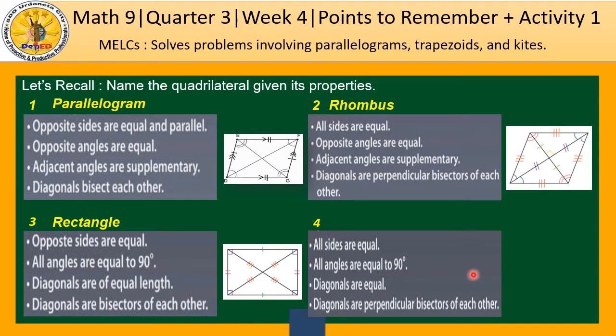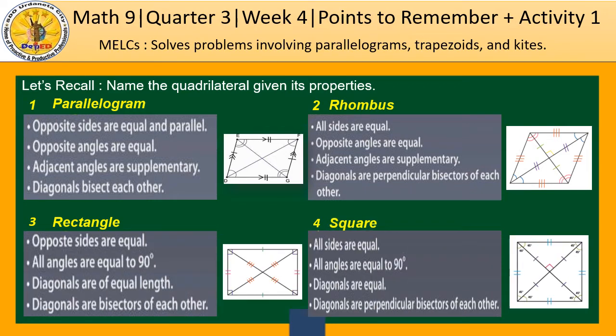And lastly, all sides are equal. All angles are equal to 90 degrees. Diagonals are equal. Diagonals are perpendicular bisectors of each other. The answer is, yes, it is square. So I hope you got all 4 correct.